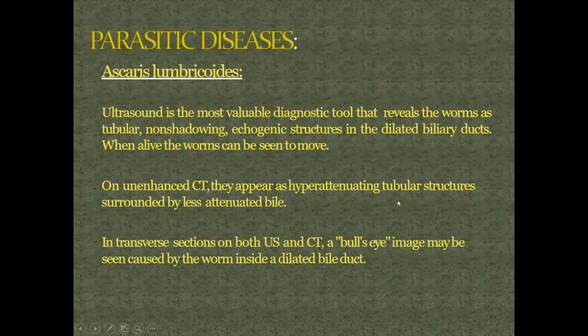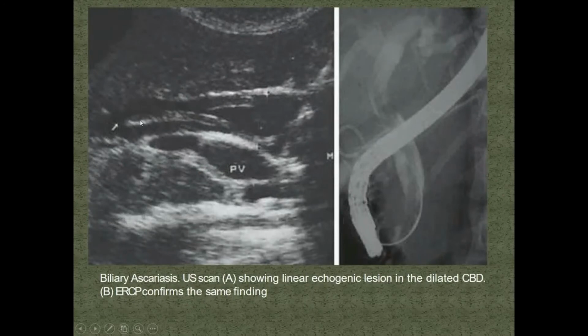So now coming to the parasitic diseases which can cause biliary disease, the most common is Ascaris. In the bowel, they can be seen as tubular non-shadowing echogenic structures in the dilated biliary ducts, and when they are alive, they can be actively motile. This is the image showing a worm in the CBD. Luckily, they are not very commonly seen in this part.